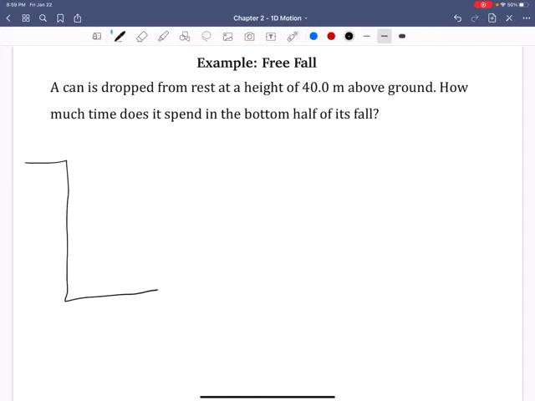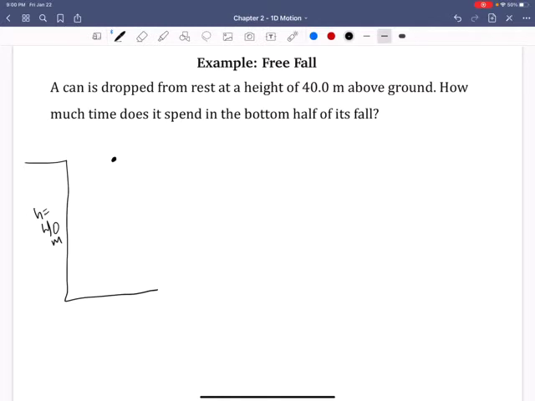As with any problem in physics, I want you to just make a sketch, a crude drawing. It doesn't have to be anything extravagant. This is my 40-meter ledge, so height equals 40 meters. And this can, which I'll just denote as a dot, starts at the top of it.